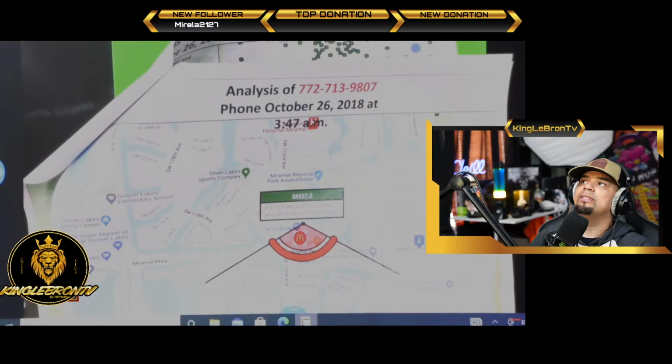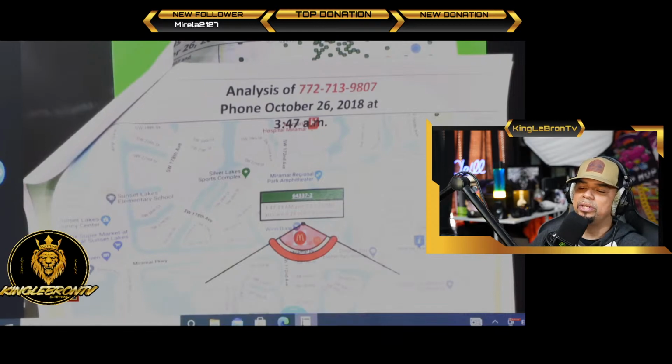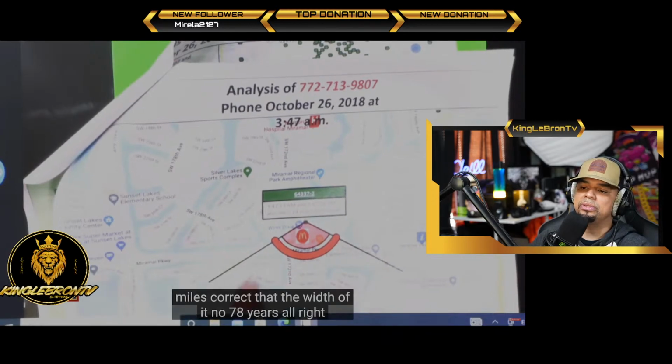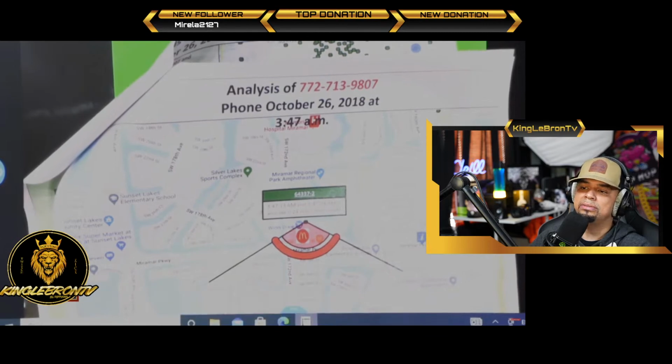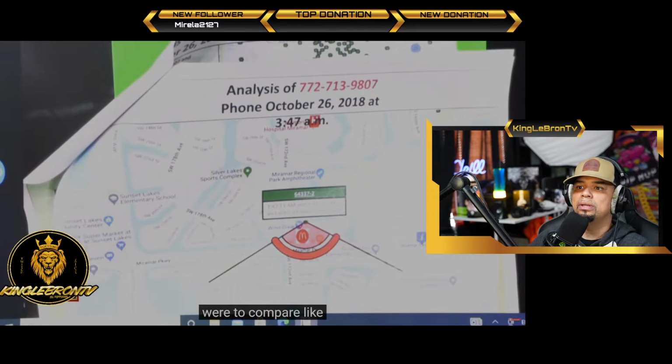You'll see that most of the time these people use a band plus or minus 10 miles. Is that correct? Is that the width of it? 78 meters. All right. And could you break that down? How big would that be? If you were to compare, would that be a football field, 2 football fields? No, it's slightly less than a football field. So like 3/4 of a football field. Something like that.